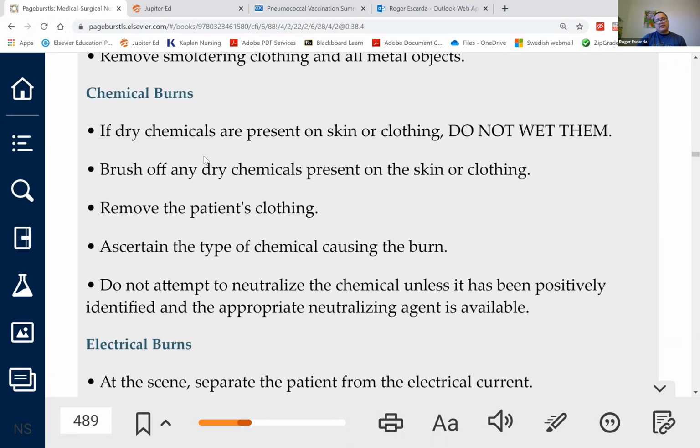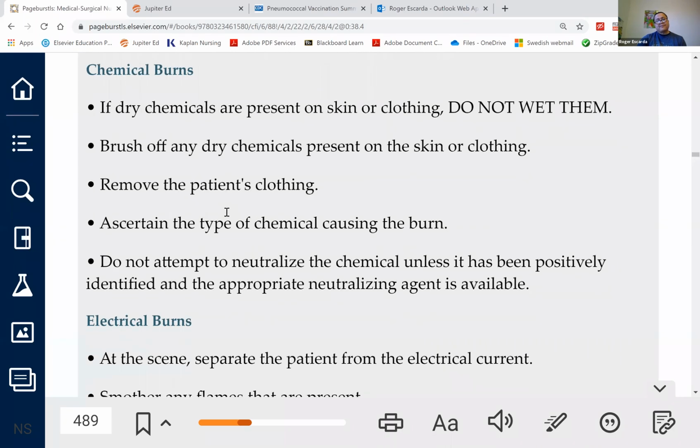For chemical, unless you're an expert on the chemical that caused the burn, if you don't know what the neutralizing agent is, then don't bother, because you may cause more harm. The general principle is if it's a dry chemical, then don't wet them, and vice versa. If it's dry, brush them off. Remember that chemicals, whether acid or alkali, continue to burn as long as they remain on the skin. So if the clothing is doused in it, then remove that clothing because it will continue to burn as long as it's in contact with the patient's skin.